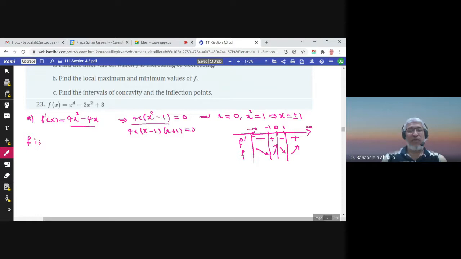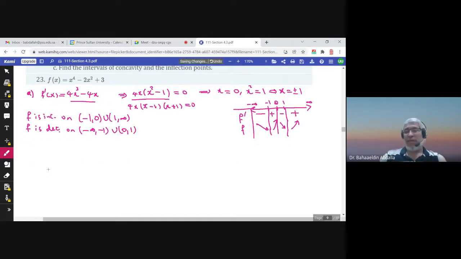So f is increasing on the intervals from negative 1 to 0, union 1 to infinity. And f is decreasing on the intervals negative infinity to negative 1, union 0 to 1.